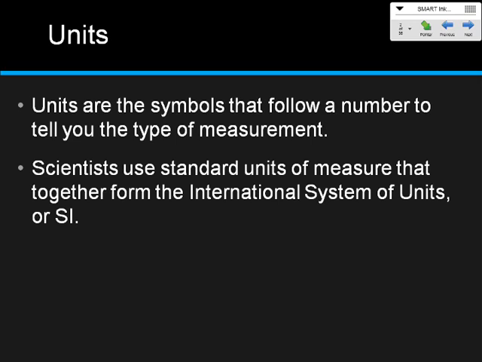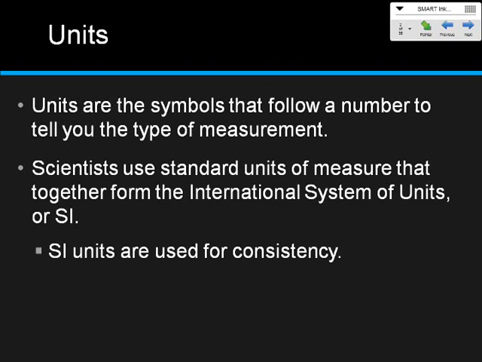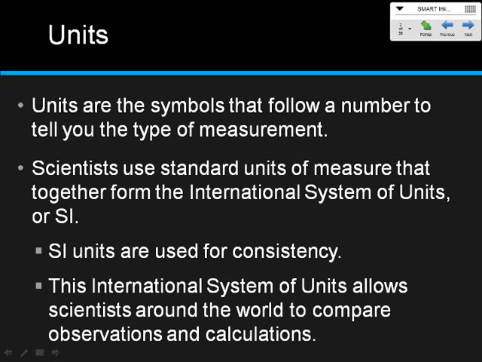Now, scientists use standard units of measurement that together form the International System of Units, and we shorten that to be SI units. And so we use these SI units for consistency so that we can compare data and labs around the world without having inconsistencies.